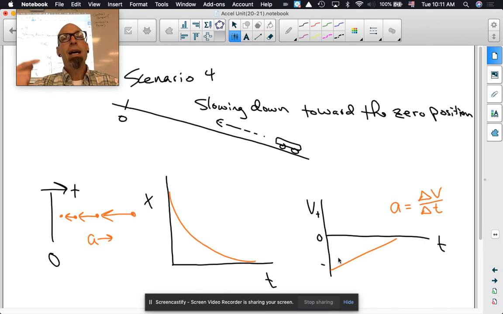So anytime we have negative velocity, am I pointing the right way? Anytime we have negative velocities, you're going to have a negative slope here.